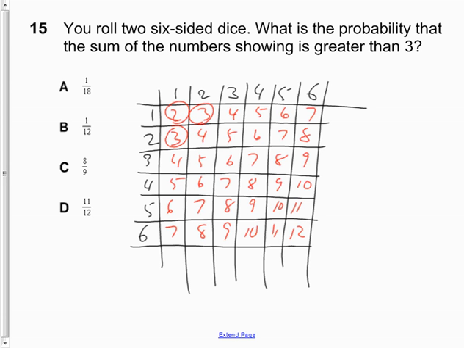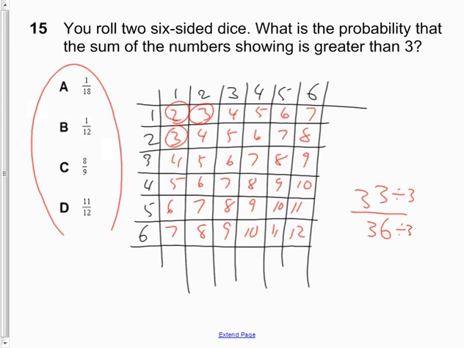So if 3 out of 36 don't, that must mean that 33 out of the 36 possible sums are greater than 3. I look over here and I don't see that, so I have to reduce this probably. If I reduce this by a factor of 3, I have 11 over 12, which I now do see. And again, the answer is D. A lot of D's here.